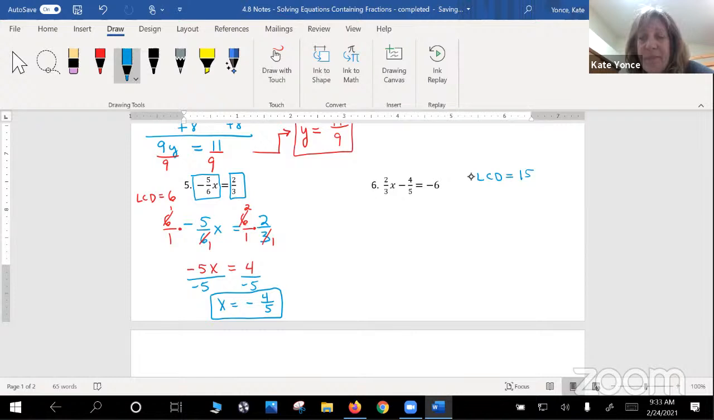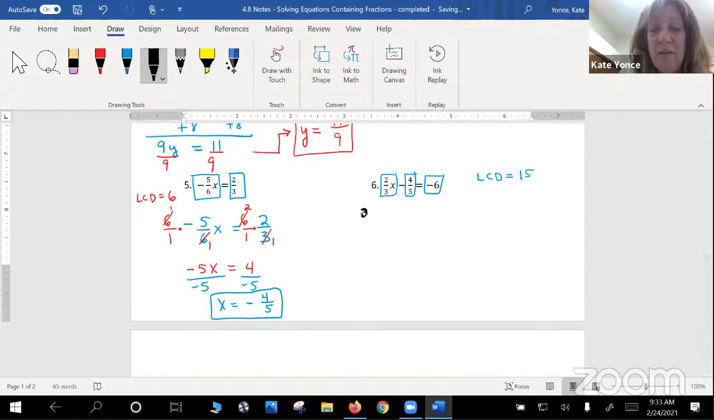Then you multiply 15 times 2/3. Okay. And how many terms do we have in this problem? 3. Yeah, that's a term. Some people think, oh, I only have to do it to the two fractions, I don't have to do it to the -6 because it's not a fraction. But remember, the rule is whatever you do to one term, you have to do to all terms.